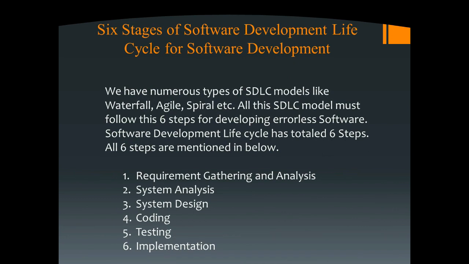We have numerous types of SDLC models like waterfall, agile, spiral, and etc. All these SDLC models must follow these 6 steps for developing errorless software. The software development lifecycle has a total of 6 steps. All 6 steps are mentioned below.